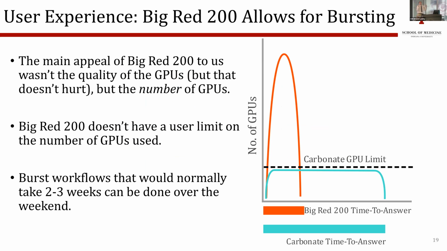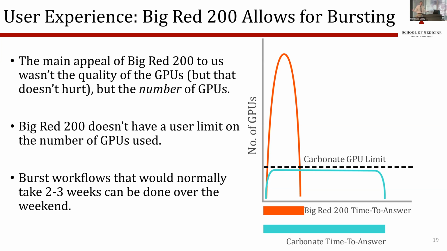Because Carbonate has a user limit for the number of GPUs that you have. You can only use up to 4 nodes at a time, which means that your maximum GPU capability is 16 GPUs. And we were submitting jobs where we were asking to do somewhere in the realm of 200 to even 400 simulations in these burst workflows. We weren't necessarily running them constantly, but sometimes we would need a lot, and then we wouldn't need a lot for some time afterwards. And Carbonate isn't really good for that because you have that user limit. Those workflows could take multiple weeks to actually finish.